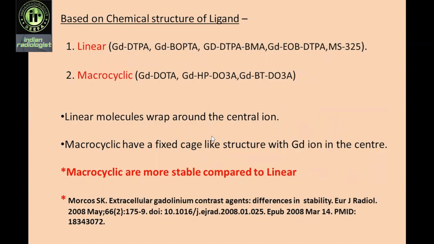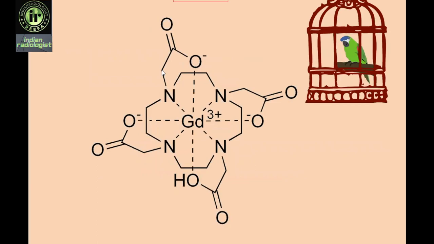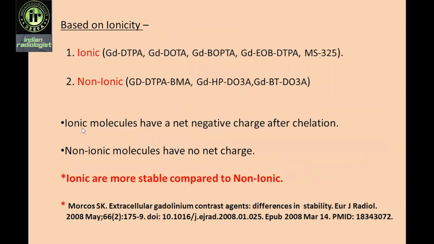Based on the ionicity, gadolinium contrast media can also be categorized by their net charge. Here are some examples of ionic and non-ionic gadolinium contrast media. What do you mean by ionic and non-ionic here? Ionic molecules have a net negative charge after chelation. That means after the chelation process is over, some net negative charge still remains. Those are called ionic gadolinium contrast media.